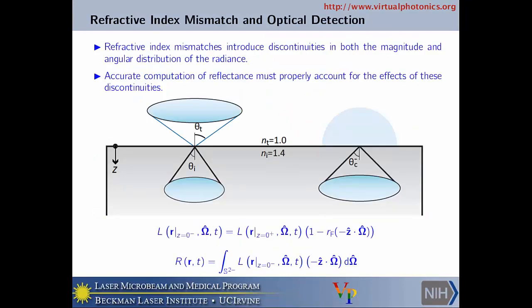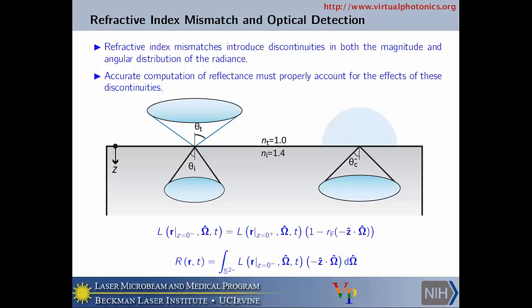Okay. And then the other thing I want to mention here is that the presence of this refractive index mismatch gives you a discontinuity in your radiance across this boundary, because any cone of light that has an angular interval of theta incident gets mapped onto a distinctly different angular cone of light given by omega transmitted. And given that not all the light comes out, there's going to be a different amount of light coming out than resides right below the surface. So there's actually a discontinuity in your radiance.